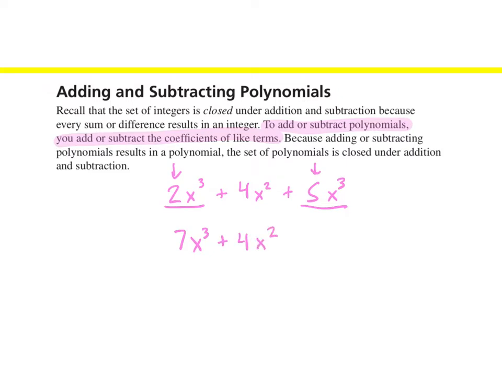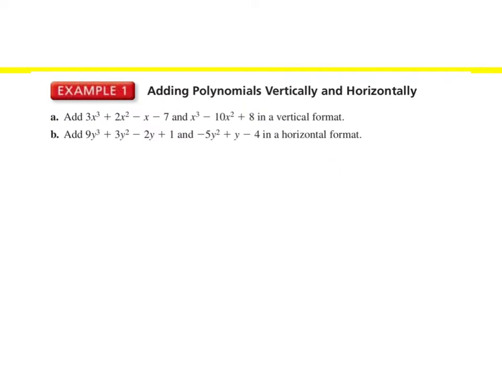And then we always write it in standard form, so we start with our highest degree and then just go descending. So 3 and then 2. So we have an example for part A. Add 3x cubed plus 2x squared minus x minus 7 and x cubed minus 10x squared plus 8.